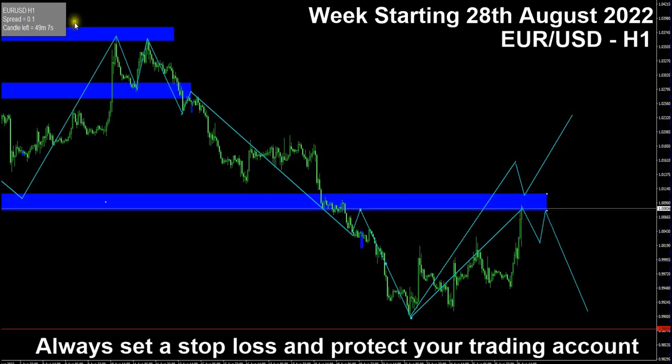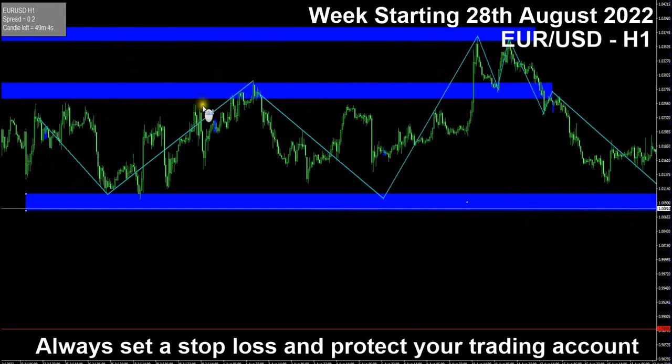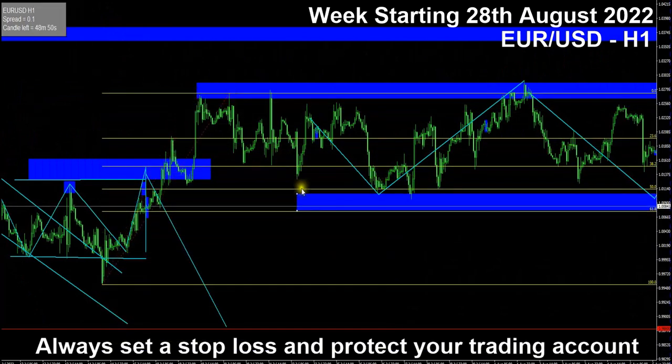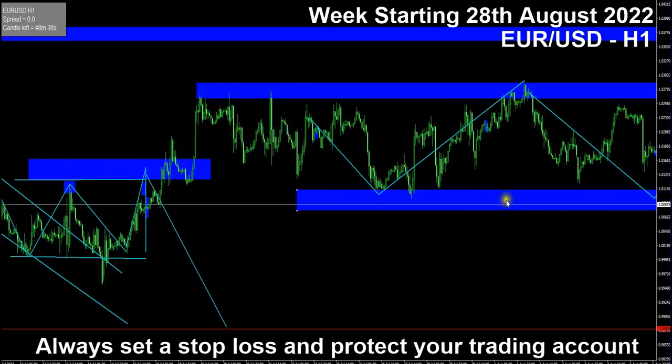Now, I did this last week. I'm going to do the same again. The reason why I plotted this area in the first place was because it fell right in between the 50 and the 61.8 Fibonacci level. So this level here is still very, very applicable.